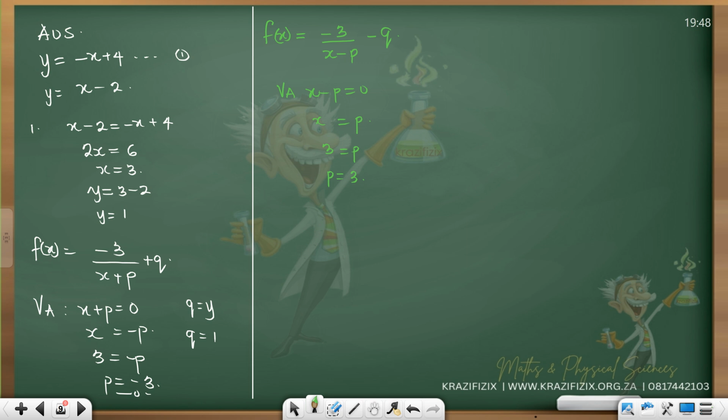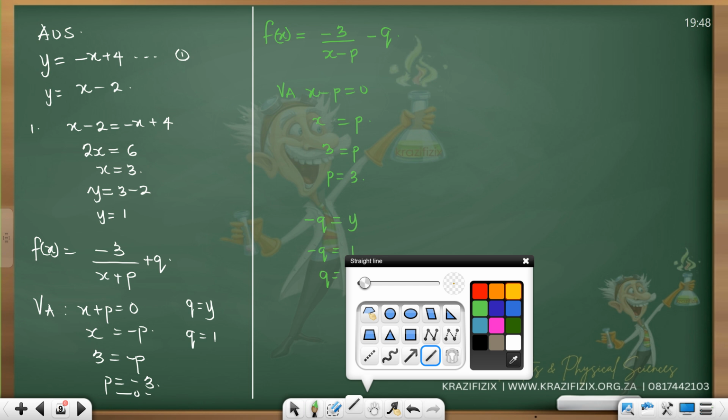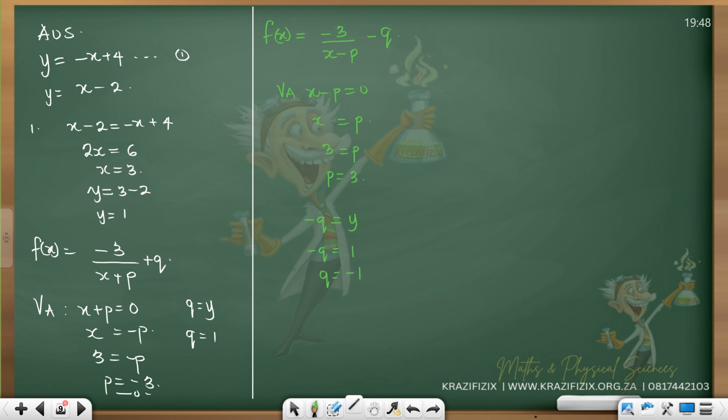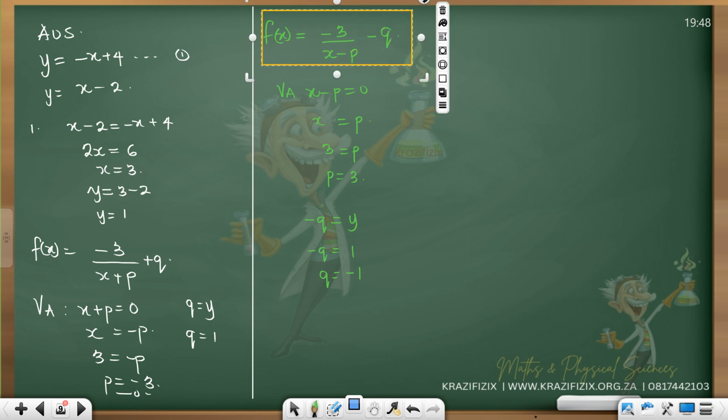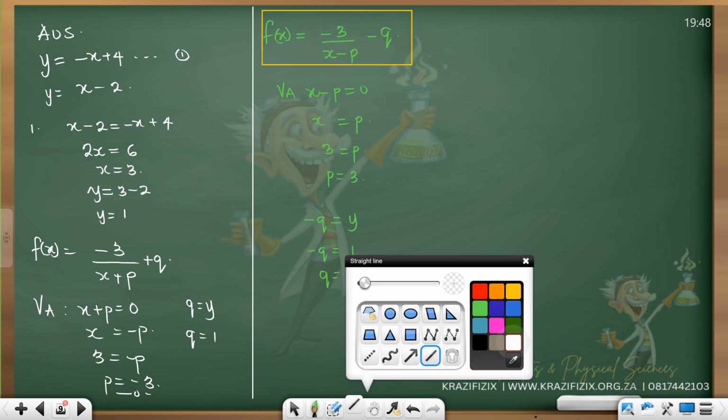Always, please work it out. This issue of just changing signs, you will get things wrong. And then minus q equals y. What's our y value? 1. So what is q? Negative 1. Look at the way things just changed because of the way I wrote the equation. So please don't just do things. Keep an eye on that equation. I hope it makes sense.